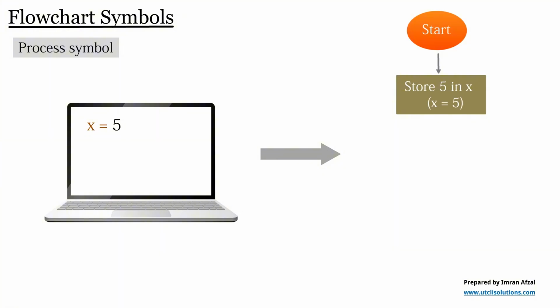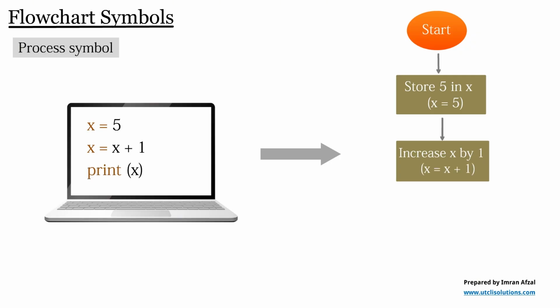When you later write another line like x equals x plus 1, the flowchart again uses the process symbol to show increase x by 1. So every time the computer performs a simple task, the rectangle shape is used.